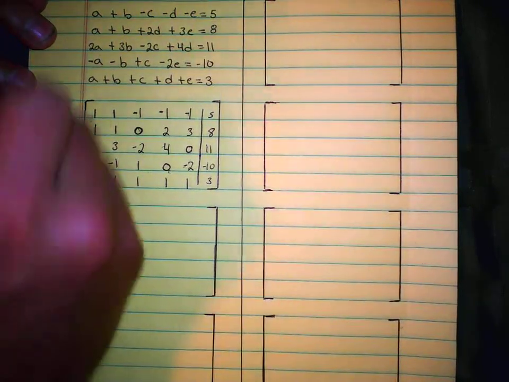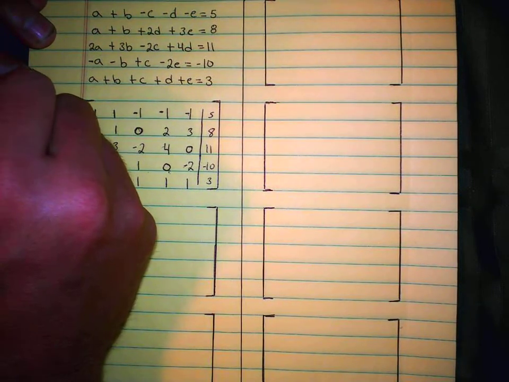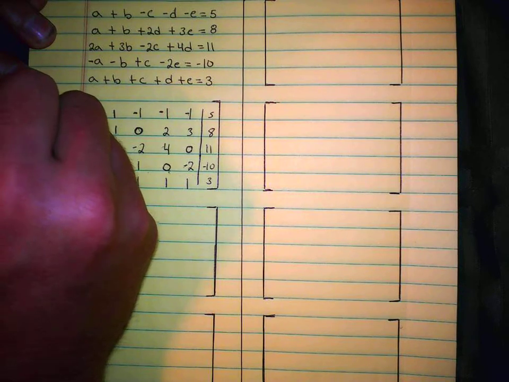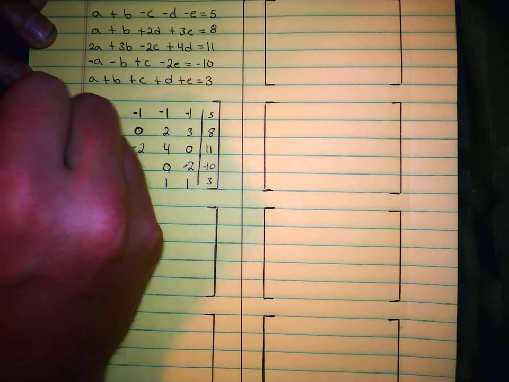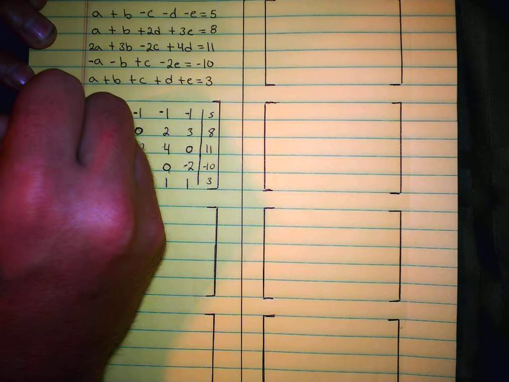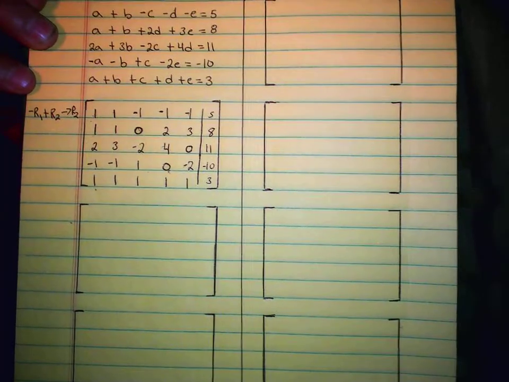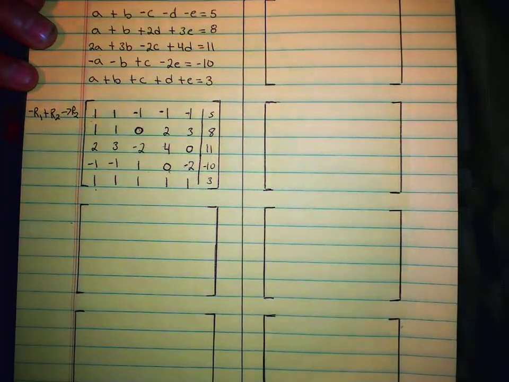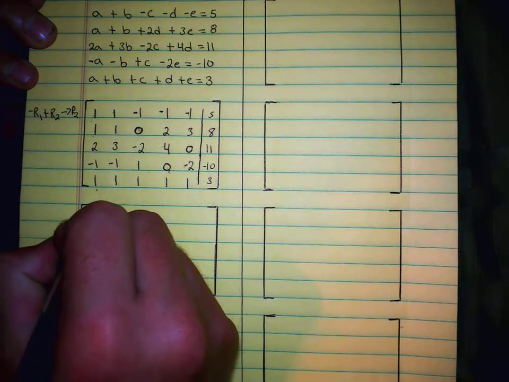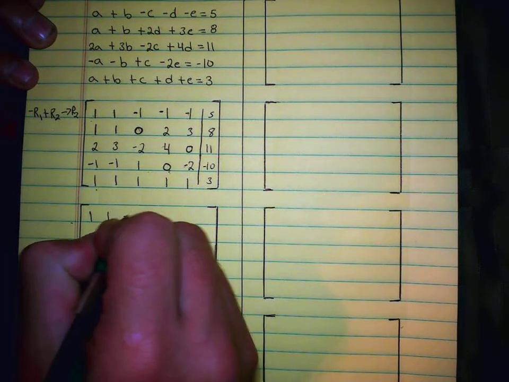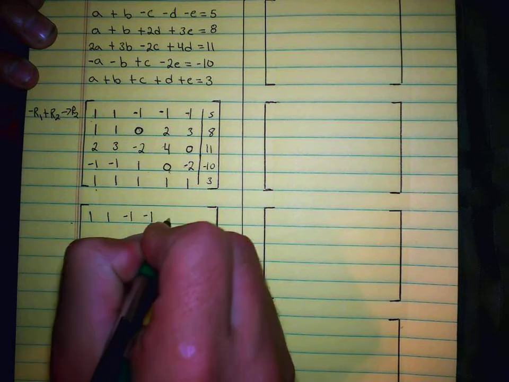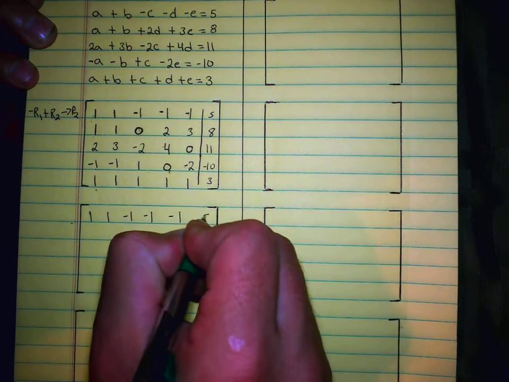So it's going to be negative row 1 plus row 2, and then we're going to change row 2. That's going to be my first step. So column 1 is not going to change. I'm going to write it down: 1, 1, -1, -1, -1, 5.